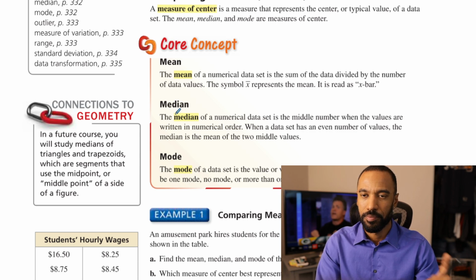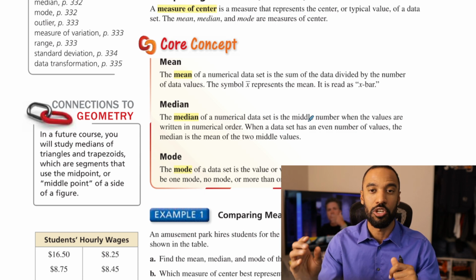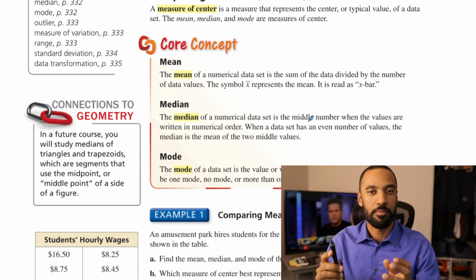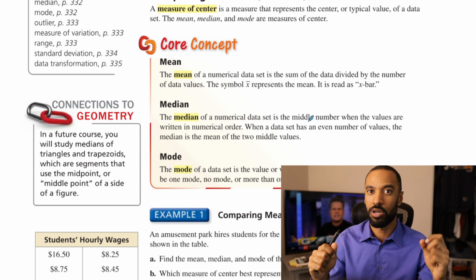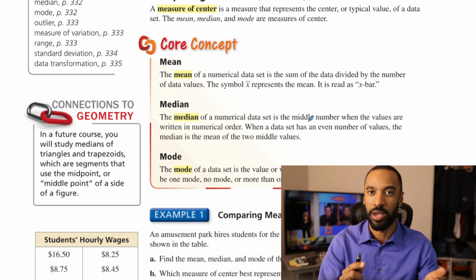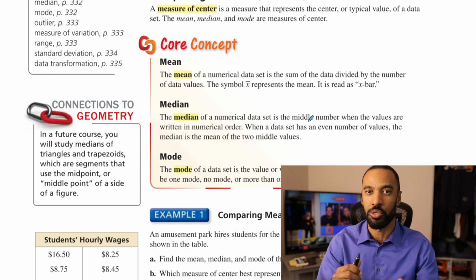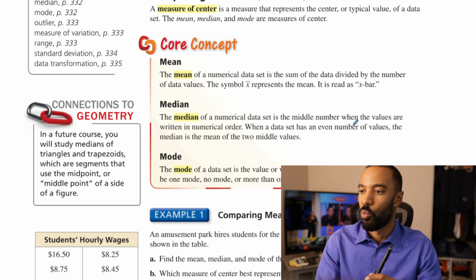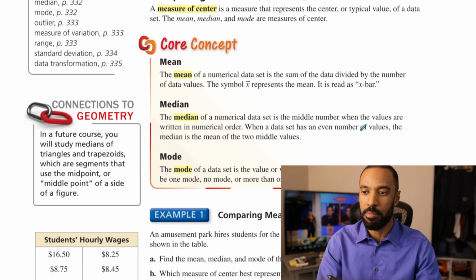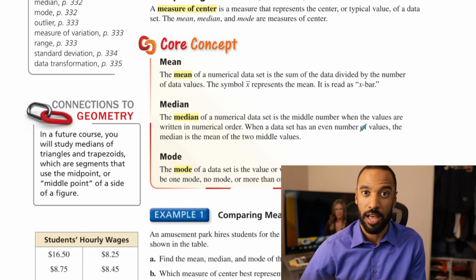The median. The median of a numerical data set is the middle number when the values are written in numerical order. So if we get a problem set that's not written in order, I'm going to write it in order almost always, even if they don't ask for median. It's just a go-to that you want to do for the problems. When a data set has an even number of values, the median is the mean of the two middle values, or the average.